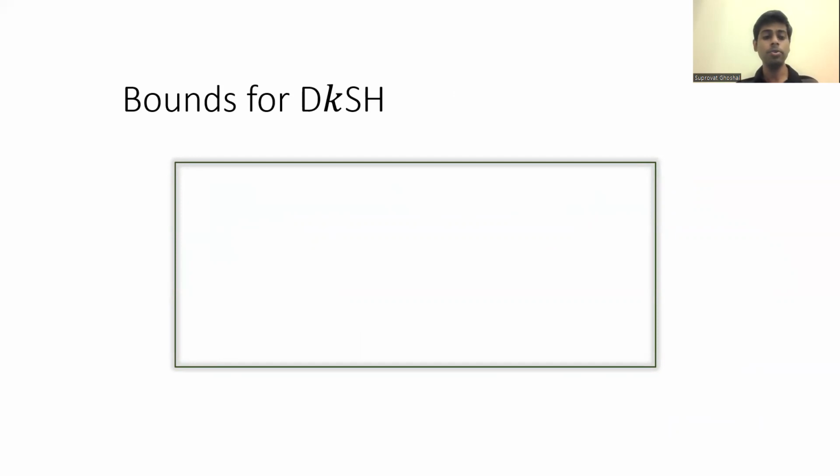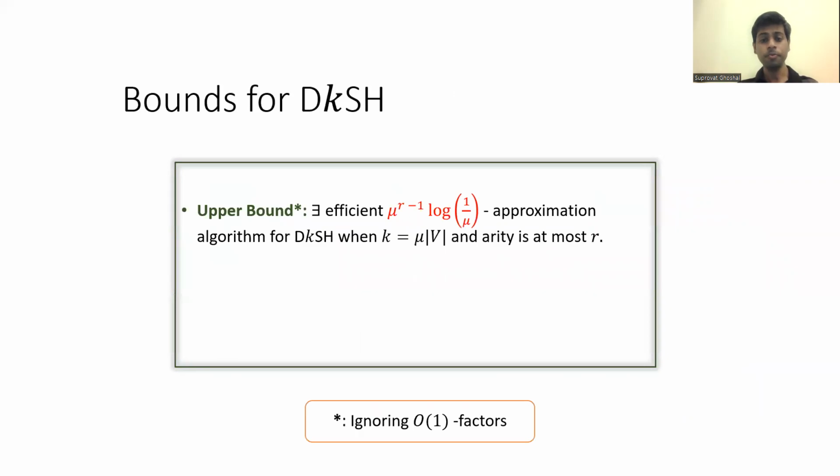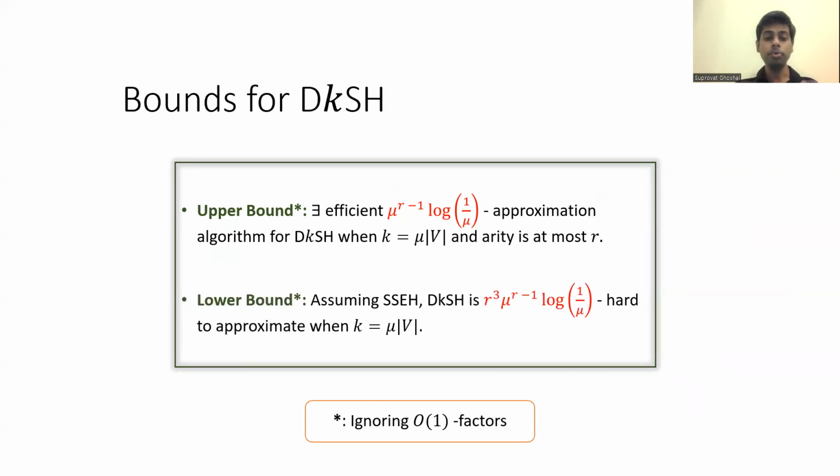So we give explicit upper and lower bounds for the bias approximation curve of the Densest-k-SubHypergraph problem. We show that for Densest-k-SubHypergraph of arity r with k equals mu n, there is an efficient mu to the r-1 log 1 over mu approximation algorithm for it. And we support it with a lower bound, where we show that assuming the small set expansion hypothesis, Densest-k-SubHypergraph is hard to approximate to a factor of r cubed mu to the r-1 log 1 over mu for similar instances.